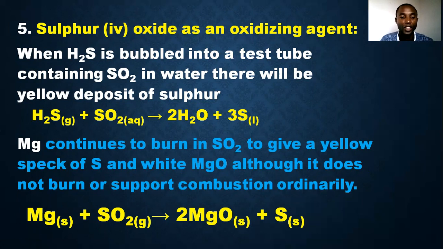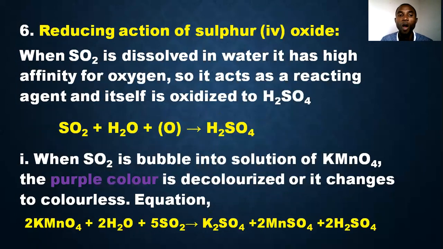This is it: magnesium with sulfur oxide, and magnesium oxide and sulfur will be produced. Okay, we have it also reacts as the reducing action of sulfur oxide. It also does that.